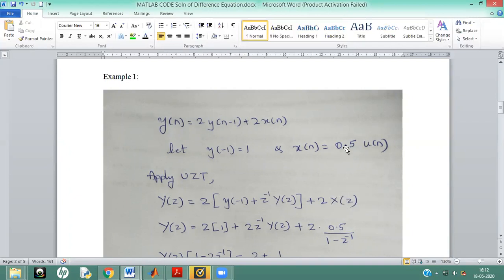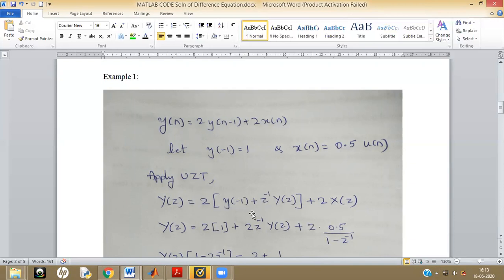X of n is a constant into u of n. So you can recall from z transforms that the z transform of u of n is 1 by 1 minus z inverse. So you can write it in that way. So this becomes a constant here, so 2 into 0.5. 2 is the coefficient of the x of n. So no matter what x of n is, the coefficient is 2. So that is 2 as it is. And x of n happens to be 0.5 u of n. So you can write it this way. And also y of minus 1 is 1.